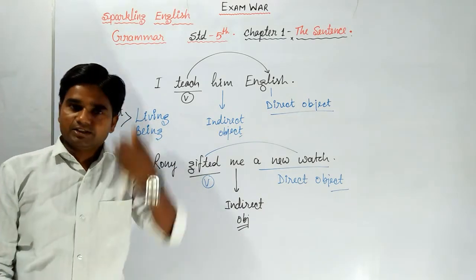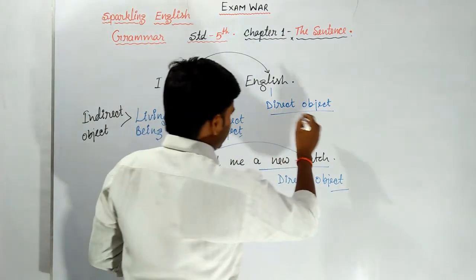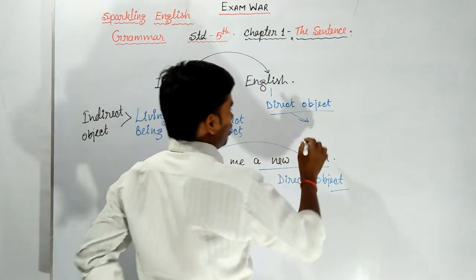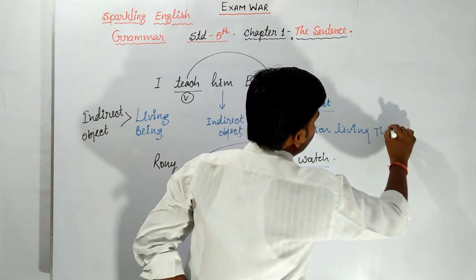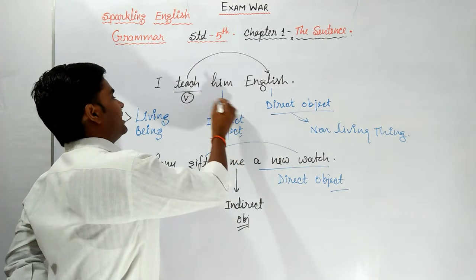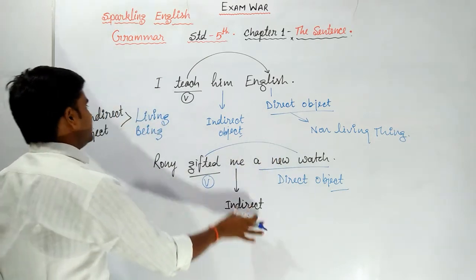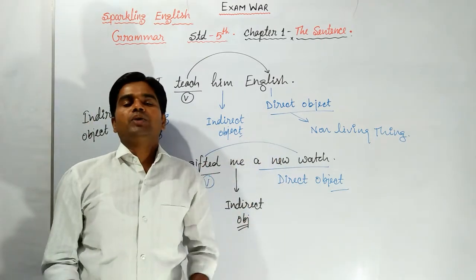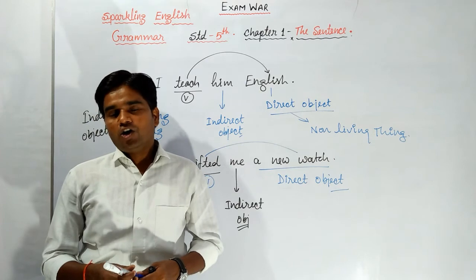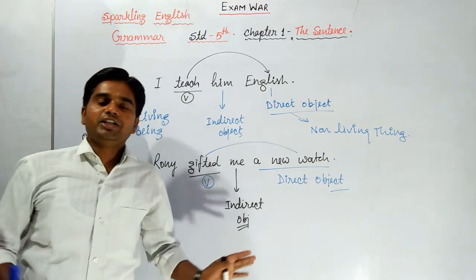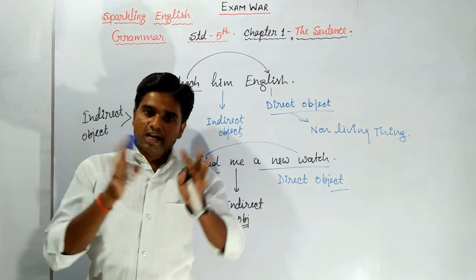Whereas direct object is a thing or something. It means direct object is a non-living thing, and indirect object is a living thing. So by this point you can easily find out what is direct and what is indirect object here. I think you got each and every point very clearly. Even then, if you have any doubt, then watch this class again.